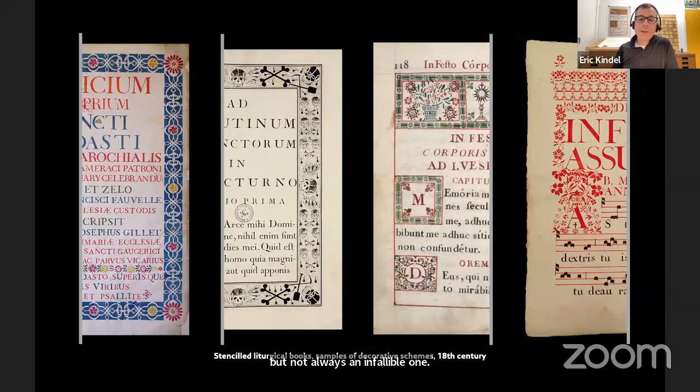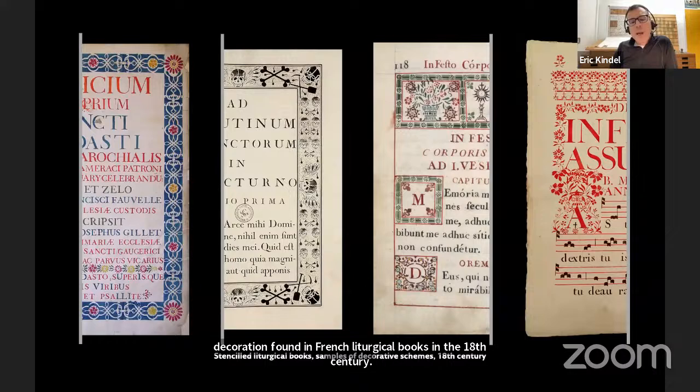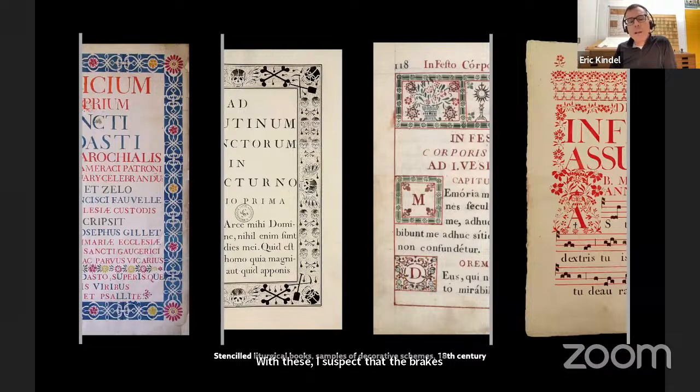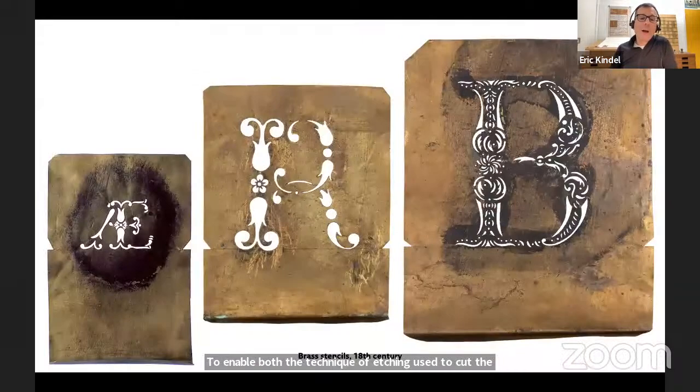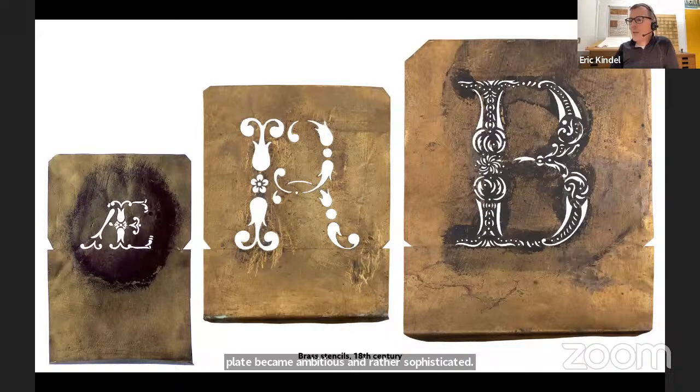And here are a few examples of the elaborate kinds of stencil-made decoration found in French liturgical books in the 18th century. With these, I suspect that the breaks in stencil letters became more acceptable because the breaks helped unify letter forms and decoration. I also suspect that such decoration coincided with the development of decorated letters in a stencil idiom. To enable both, the technique of etching used to cut the plate became ambitious and rather sophisticated, which you can see in this group of stencils.